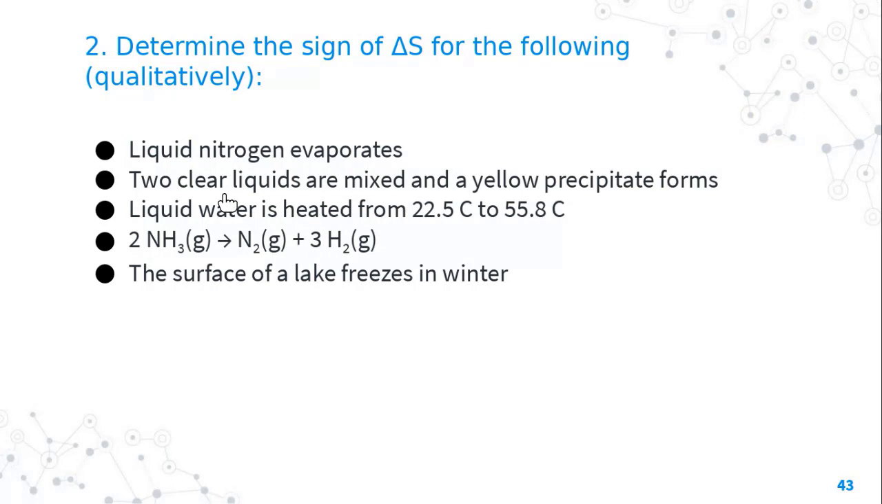All right, so how about two clear liquids are heated and a yellow precipitate forms? Yes, negative. So we're going to have a negative delta S because we originally had two liquids and then we form a solid out of that. So a precipitate, a solid, when that forms, that's going to be more order, and that makes the system have negative delta S because more order. Having a solid is worse for disorder.